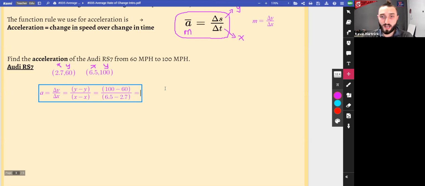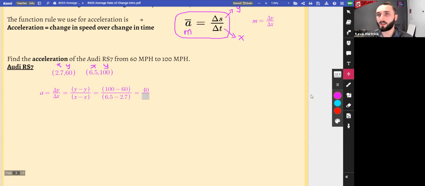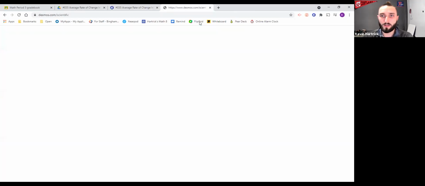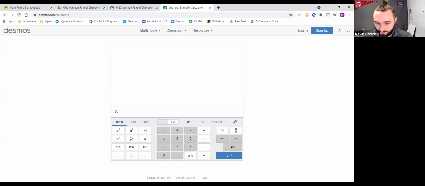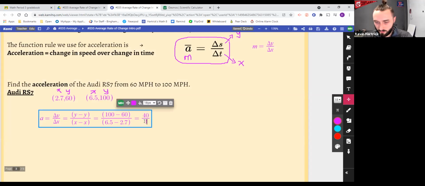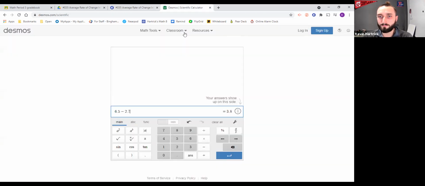This looks complicated, but basically you're just going to do each one separately. So what's 100 minus 60? That should be 40. And 6.5 minus 2.7, I don't know that off the top of my head, so let's check the Desmos. 6.5 minus 2.7 gives me 3.8. Then I'm going to simplify this fraction by doing the division in my calculator. So it's 40 divided by 3.8. I'm not going to get a nice, easy number here. We're going to have to round.